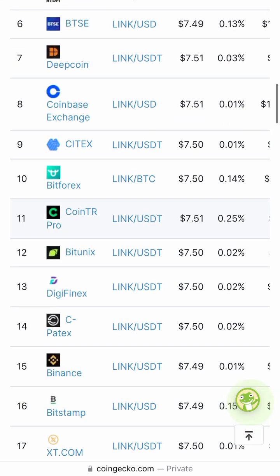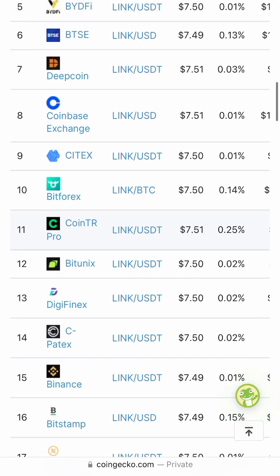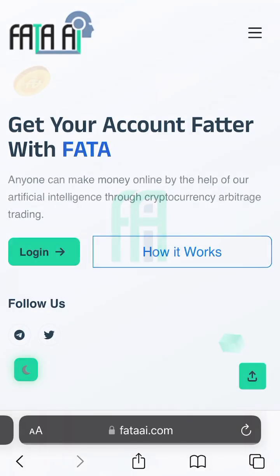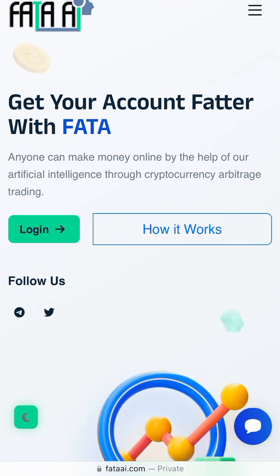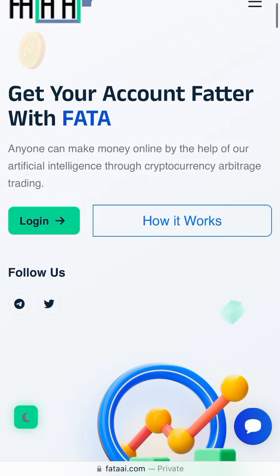This AI is a game changer for me. I call it Fata AI. From what I got, Fata means fundamental analysis and technical analysis. Fata AI is an artificial intelligence that helps you scan the market. It goes through the market all the time to spot arbitrage opportunities. Not just this, it also helps you self-execute these trades in multiple exchanges in less than 10 seconds and give you your profits.